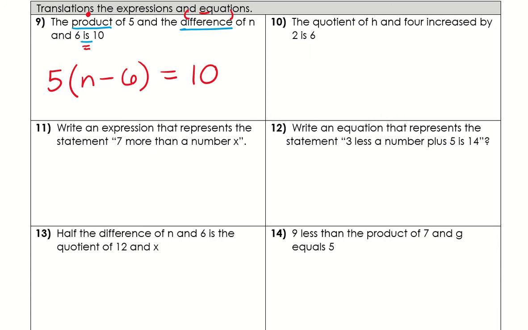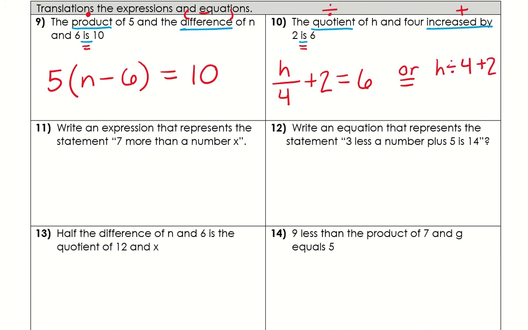Okay, for number 10, the quotient of h and 4 increased by 2 is 6. Quotient means division. Increased by means addition. Is means equals. So there's 2 ways we could do this. For quotient, we could have h over 4 plus 2 is 6. Or you could do h divided by 4 plus 2 is 6. Either way, they are the exact same thing.